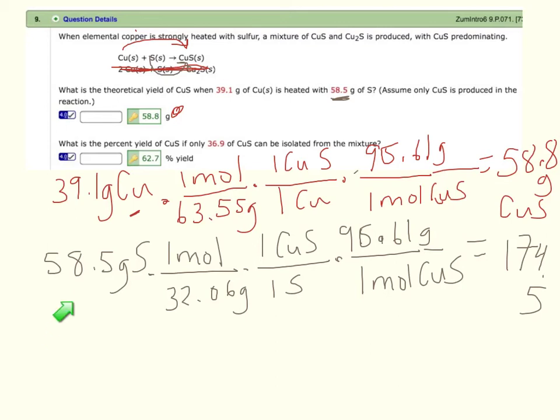In fact, you could have done some mental math with that. You could have looked and said 58.5 divided by 32 is probably a way bigger number than 39.1 divided by 63.5, since at the end you're multiplying by the same number. So at the end of the day, we really didn't need to do that second line, but we did it to compare. So we actually produced 58.8 grams of CuS, and that's why that answer goes there. And now we'll work on the percent yield.